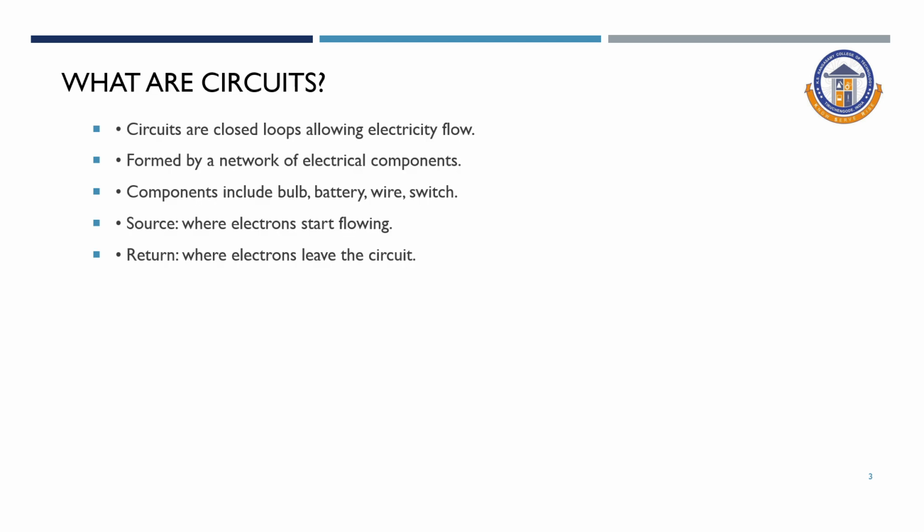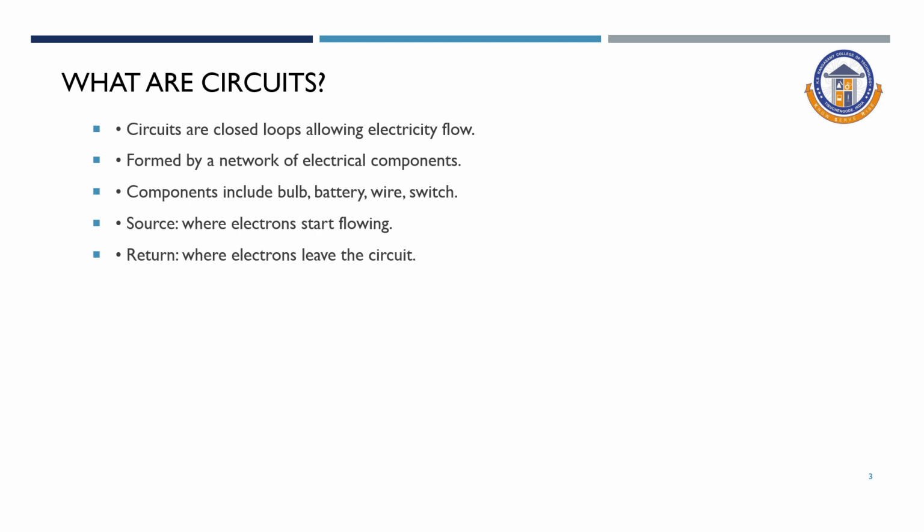First of all, before we enter into series and parallel, what are circuits? Circuits are nothing but a closed loop allowing the current to flow. Usually, these circuits are formed by a network of electrical components. Those components include batteries, wires, switches, and sometimes a bulb or load.